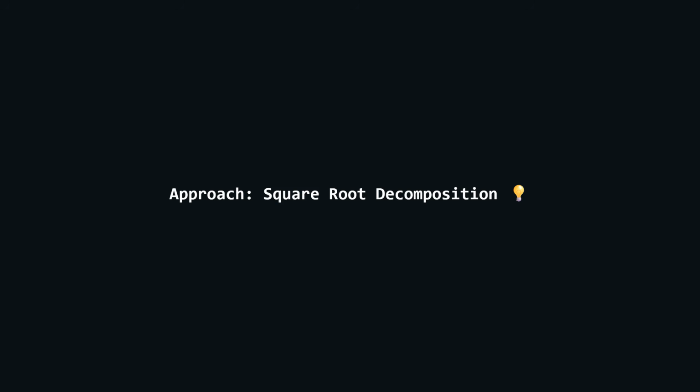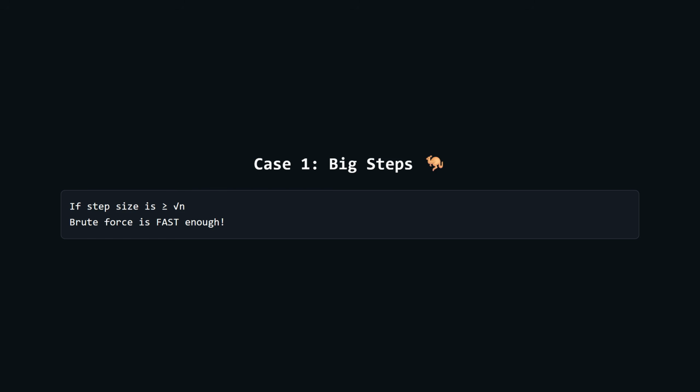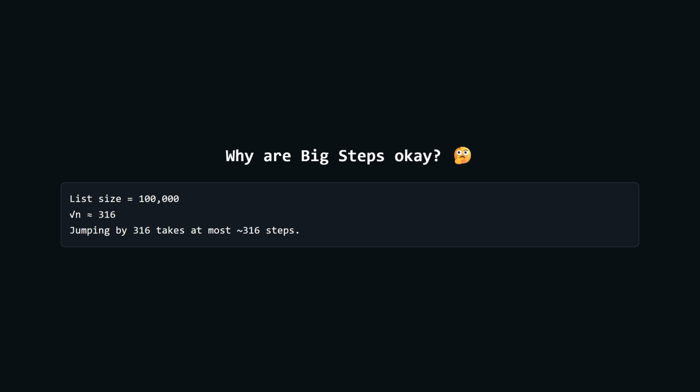The secret lies entirely in that step size variable. We can use a trick called square root decomposition. We are going to separate our instructions into 2 groups based on whether the step size is bigger or smaller than the square root of the length of our list. For the instructions with large step sizes, we can actually just use brute force and simulate it directly. Because the steps are so big, we skip over almost everything. Even in the worst case, a single instruction will only touch a few hundred numbers, which is super fast.